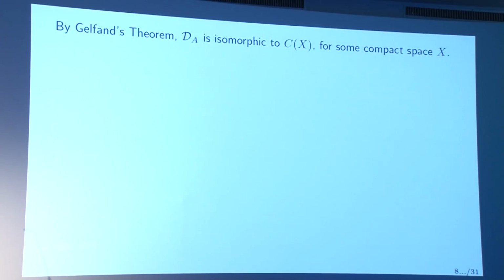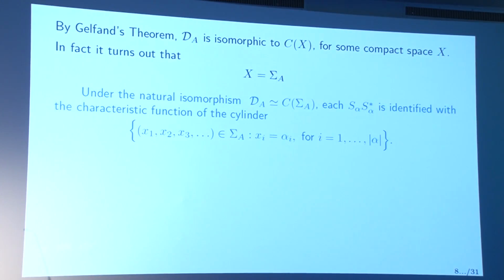By Gelfand's theorem, D sub A is isomorphic to the algebra of continuous functions on some space X. And I ask you to guess what is the topological space which is relevant in that situation. It couldn't be anything else but sigma sub A. And in fact, the natural isomorphism given by Gelfand between D_A and the continuous functions on sigma of A sends those operators to the characteristic function of the corresponding cylinder inside of sigma A.